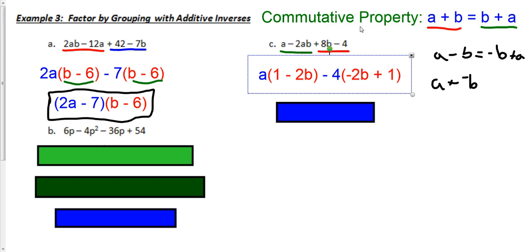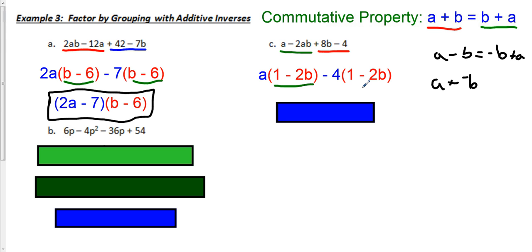We just have to switch them around with our commutative property. This 1 comes out front. This negative 2b moves to the back. And instead of saying add negative 2b, we'll just say subtract 2b. So now our red pieces look exactly the same. 1 minus 2b in each case.